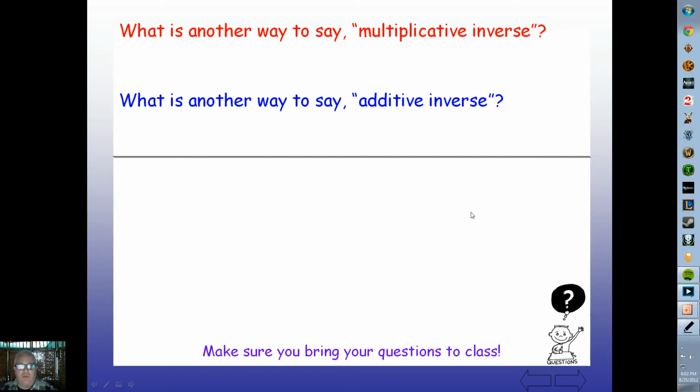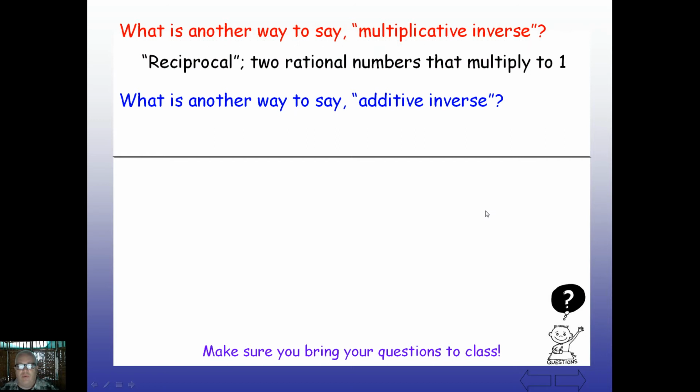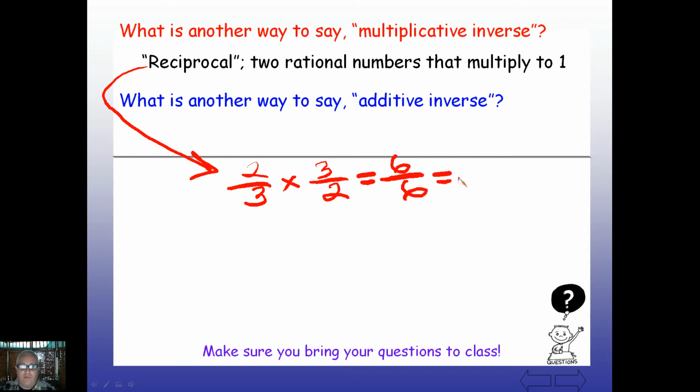Another way to say multiplicative inverse, well, we would just say a reciprocal, that is two rational numbers that multiply to 1. Two rational numbers. So what does that really mean? All we're saying here is, if you have something like this as an example, let's say 2 over 3, that's a rational number, times 3 over 2. Well, if we multiply straight across, 2 times 3 is 6, 3 times 2 is 6, 6 divided by 6 is 1. Therefore, we've proven that these two are reciprocals of each other. Why is that? Because their product is 1. The definition of a multiplicative inverse says that the answer is 1, and we just proved that.